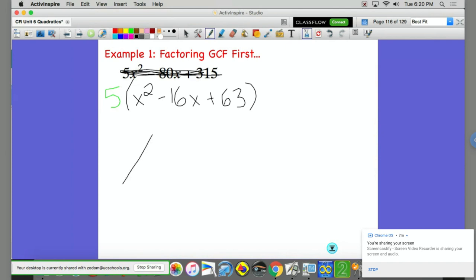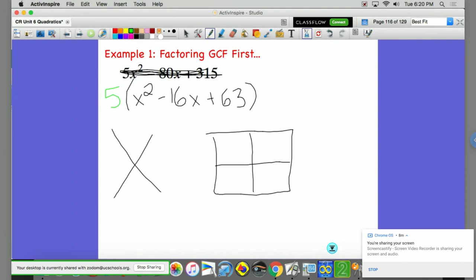So now we need to do the big X in the box. So go ahead and fill in the first term, which is x squared, into the top left. Then bottom right is always c, which is 63. And then now we can go ahead and also fill in the bottom of the x, which happens to be our bx, which is negative 16x. Now we can start doing some math in order to factor this whole thing out.